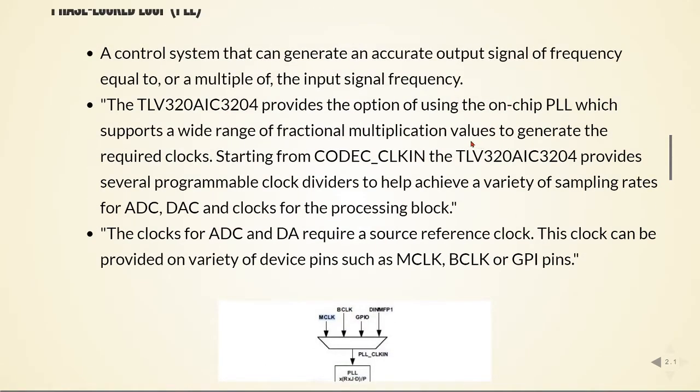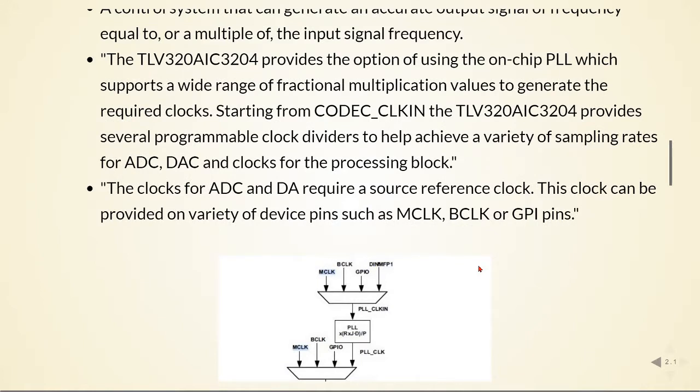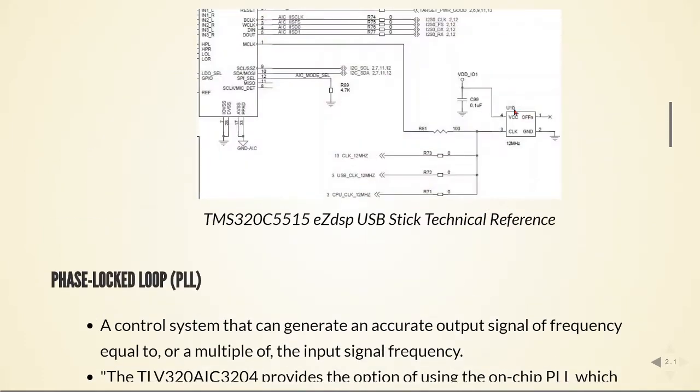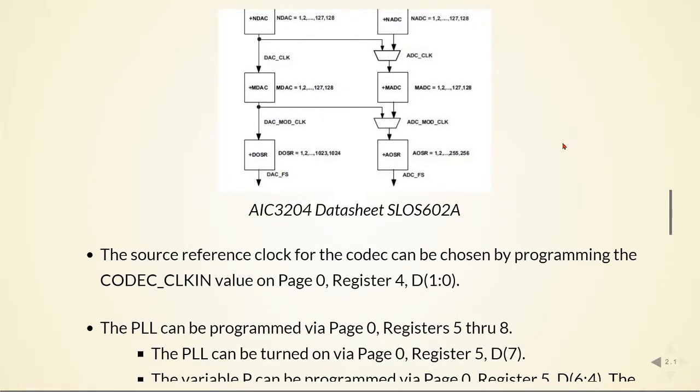There are several programmable clock dividers to help achieve a variety of sampling rates for ADC and DAC, and clocks for the processing block. As I said before, the clocks for the ADC and DAC require a source reference clock, and we are going to use the M clock that is connected to this 12 megahertz external oscillator. The source reference clock for the codec can be chosen by programming the codec clock in value on page 0, register 4.